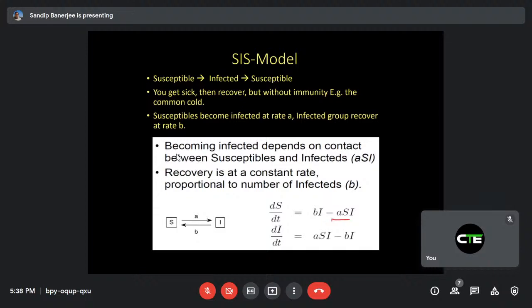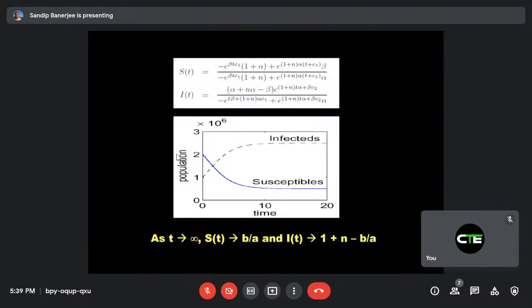So this is the one where you come in contact with the infected individual at a rate a, and from the susceptible you move to the infected class. Then from the infected class you recover yourself, or you take some medicine and get recovered, and again you move to the susceptible class. This is just a modification of the model. Sometimes it gives a better result depending on the situation. If you solve that differential equation, you will get this particular result.